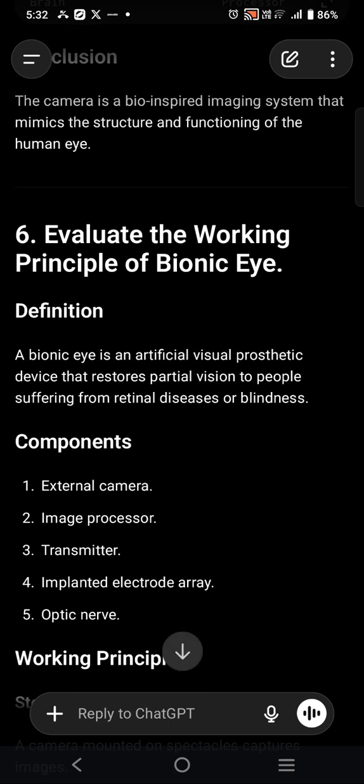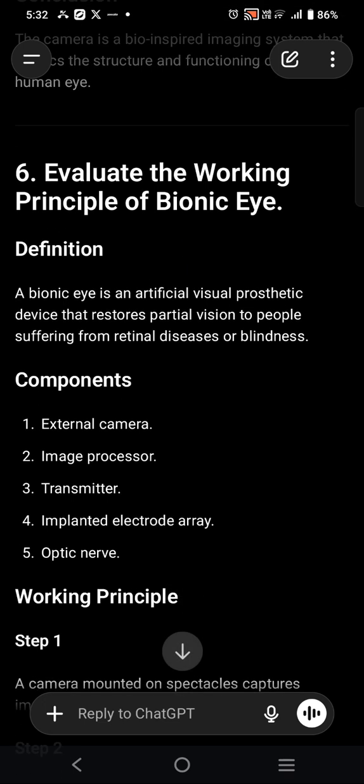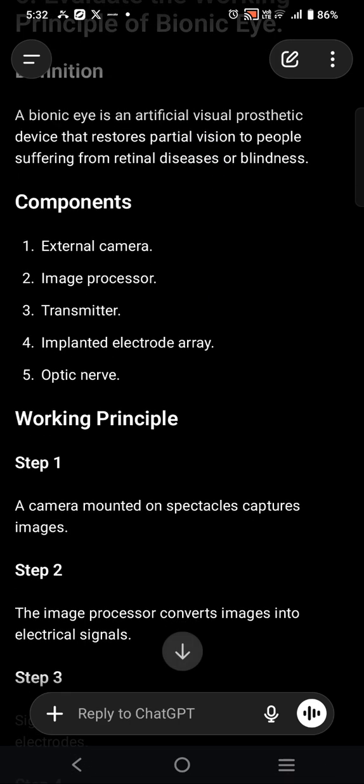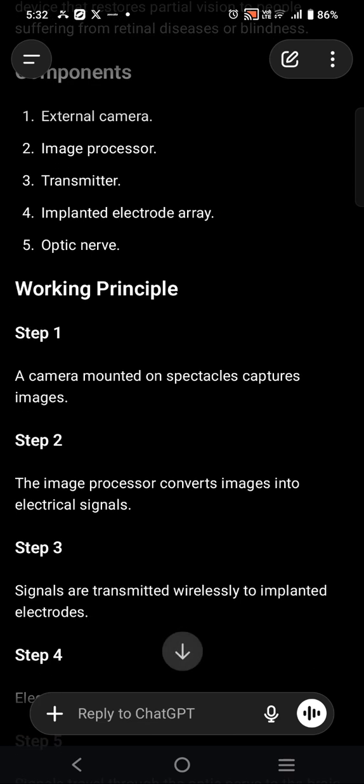Evaluate the working principle of the bionic eye. A bionic eye is an artificial visual prosthetic device that restores partial vision of people suffering from retinal diseases or blindness. Components: external camera, image processing transmitter, implanted electrode array, optic nerve.